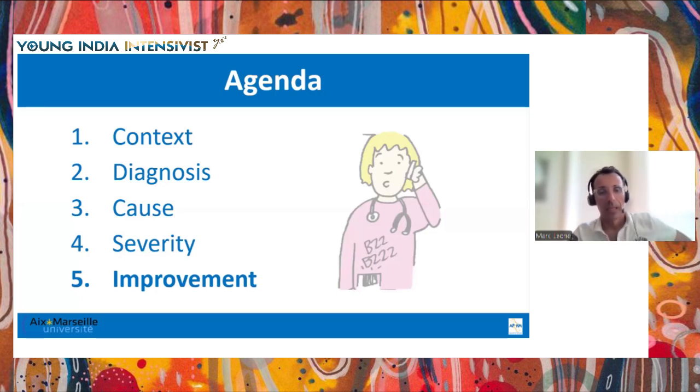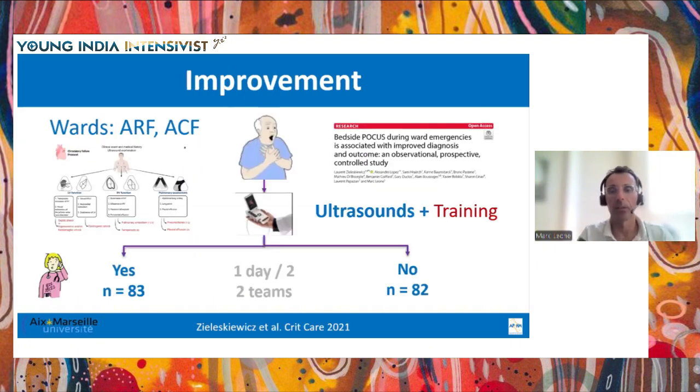So how can we improve now? How can the classical clinical examination improve in 2025? That was the question. And what I suggest is to integrate ultrasound and POCUS at the bedside as part of the clinical examination.